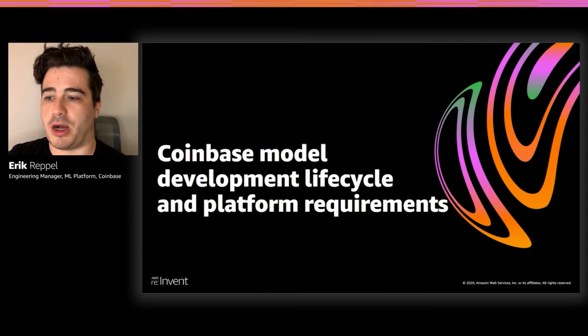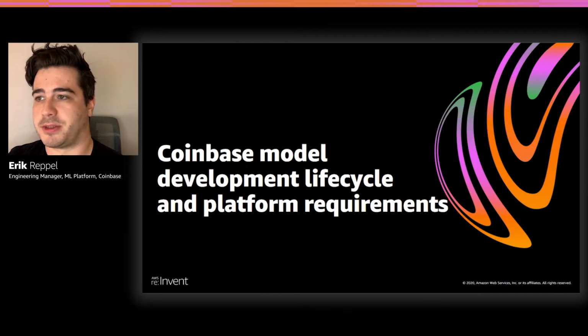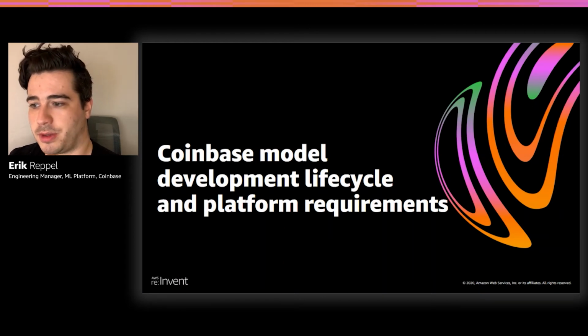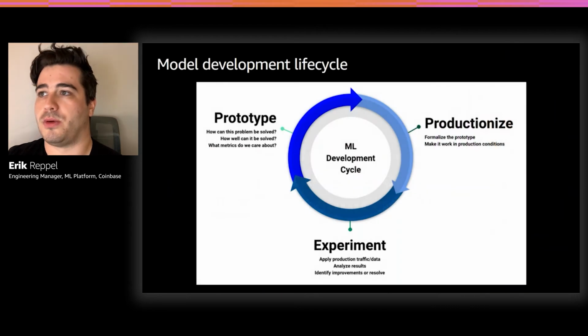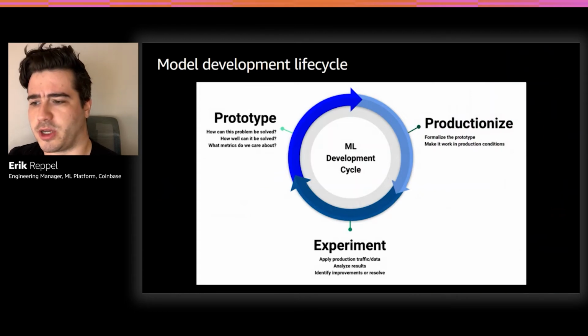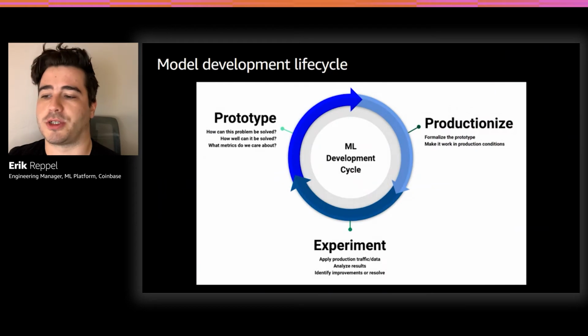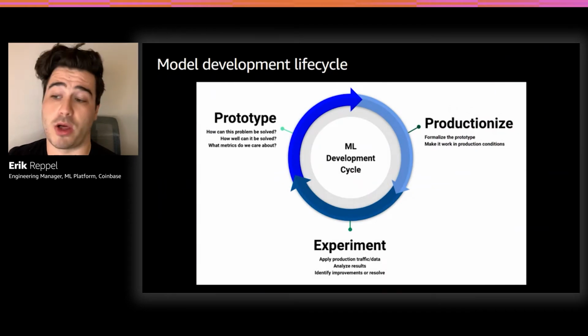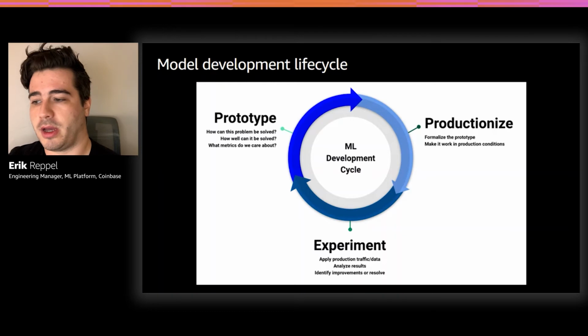Let's talk a little bit about how Coinbase develops machine learning models and the requirements that we have of our platform. We follow a model development lifecycle that looks like this. First, we prototype, then we productionize, then we experiment. Prototyping answers the question, can this problem be solved? How well can it be solved? What metrics do we care about? And how should we solve this problem? Typically, this is done in Jupyter notebooks because we need very interactive workflows with high resources in order to crunch a lot of data.